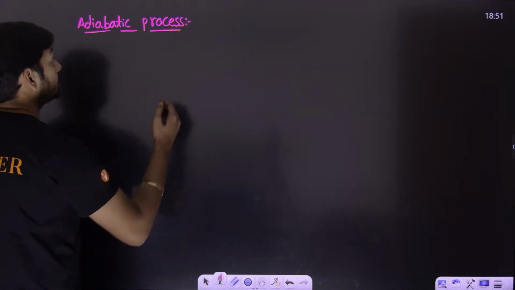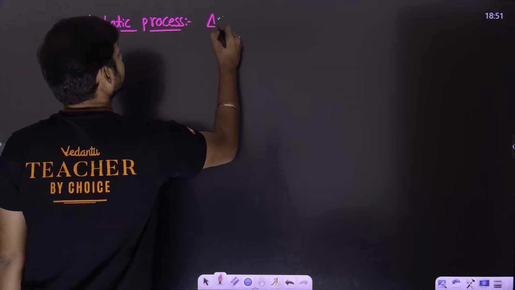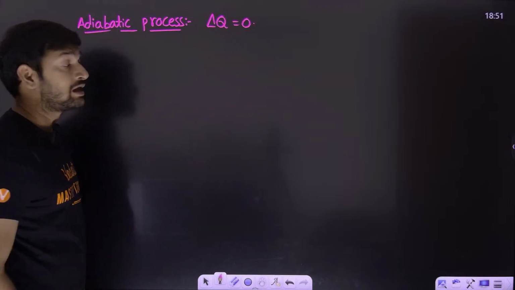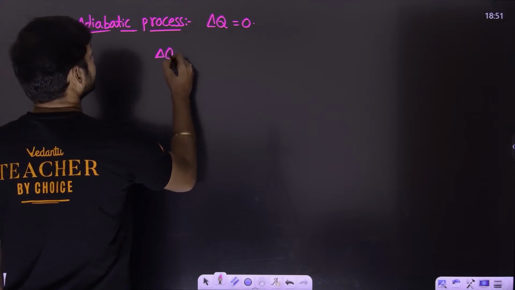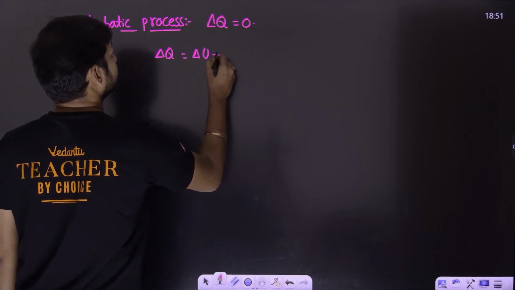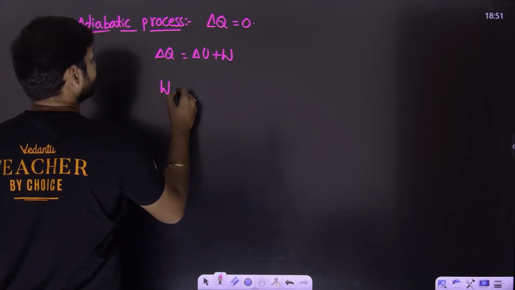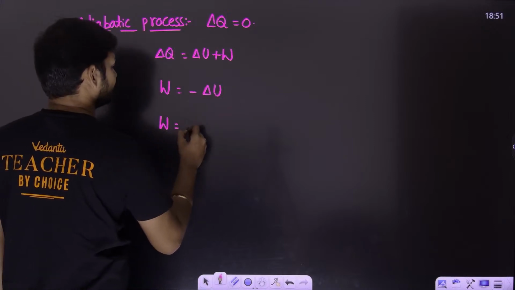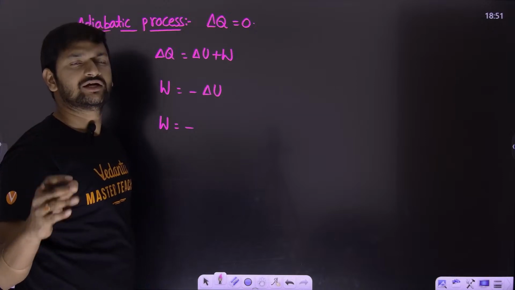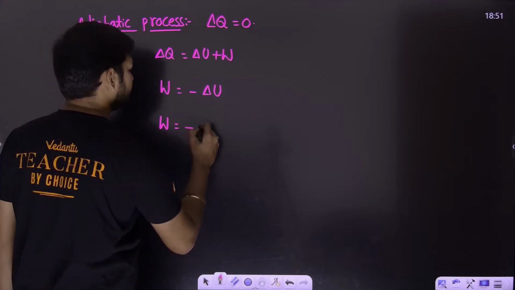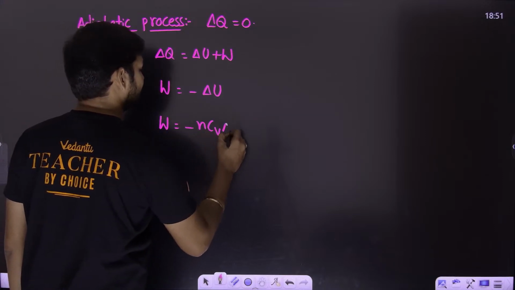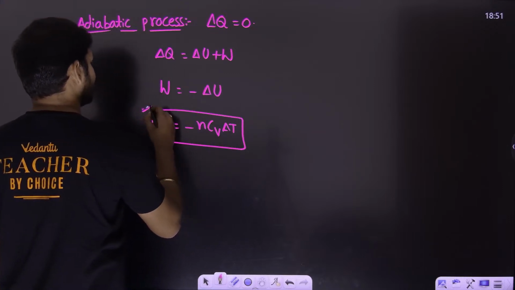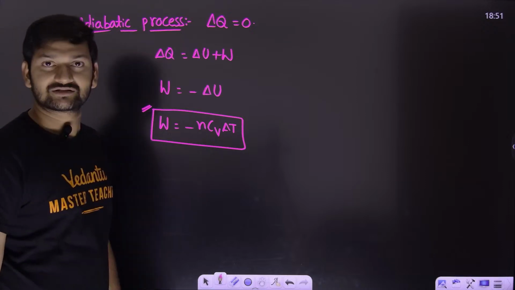Okay, look, delta Q is going to be 0 for this. In that case, delta Q equals delta U plus W. No matter where the world is going to go, the internal energy doesn't care about it. Change in internal energy is always nCv delta T only. Then work done in adiabatic process is this.